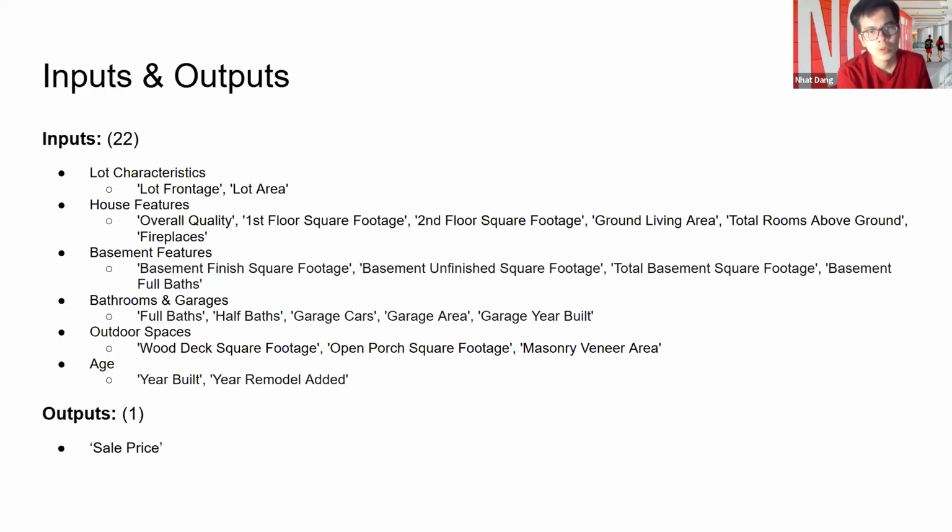Here are the input and output used in our model. We selected 22 input features that are most relevant to house prices. We group them into categories like lot characteristics, house features, and basement features, to reflect the different aspects that contribute to home value. On the output side, we are predicting just one thing, the sale price of the house. That's the value our neural network tries to estimate given the input features.